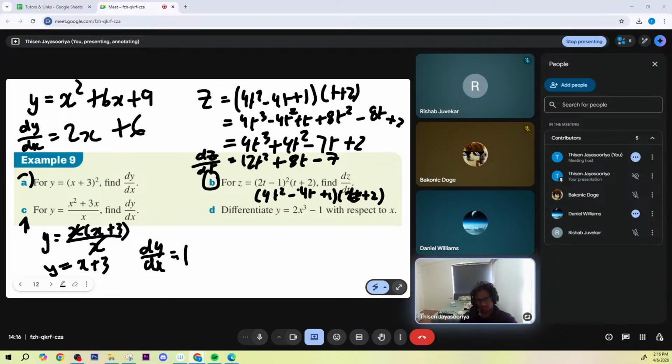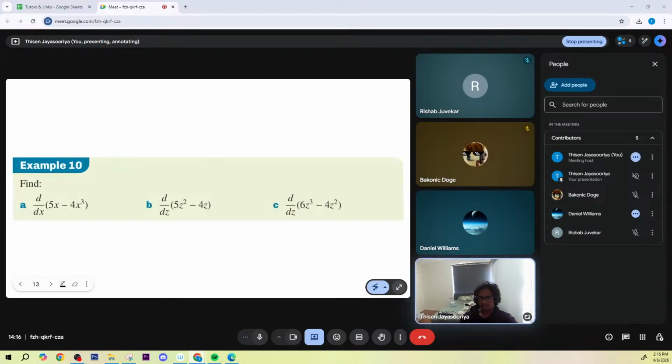None of that's too bad, yeah? This stuff just repeats the exact same thing. It's just understanding that this just means I'm differentiating in terms of x, I'm differentiating in terms of z, I'm differentiating in terms of z over here. Is there any questions about that?